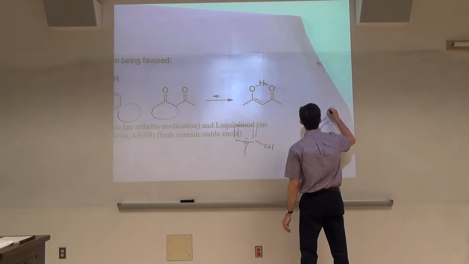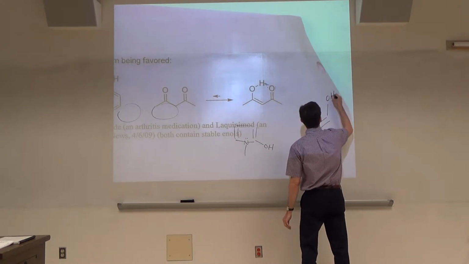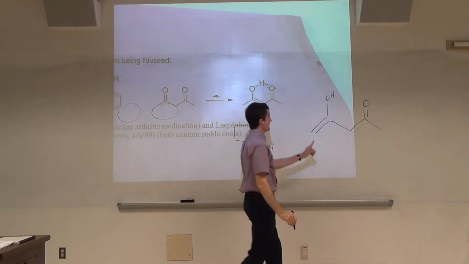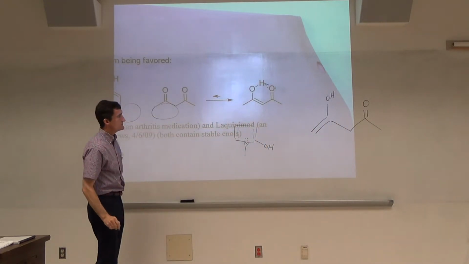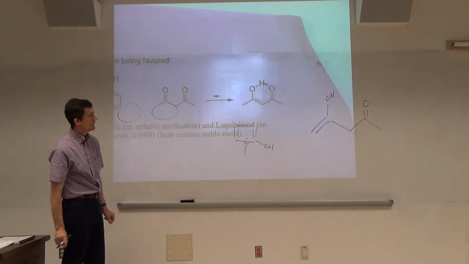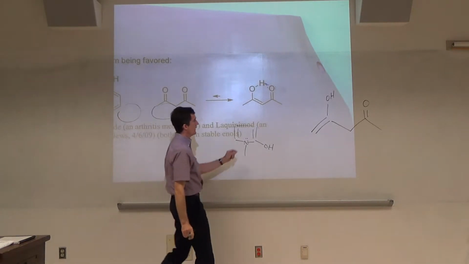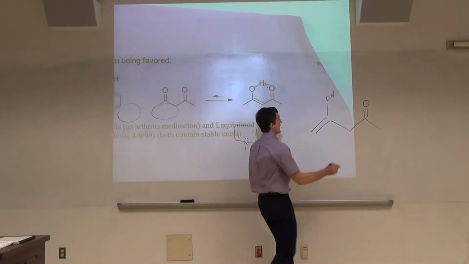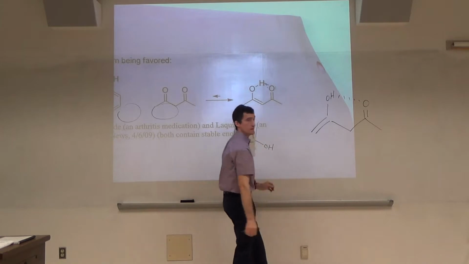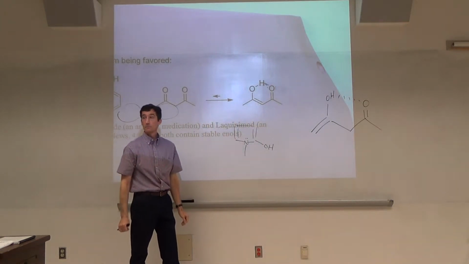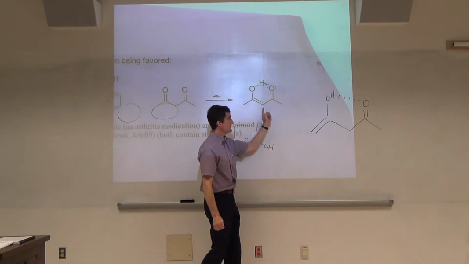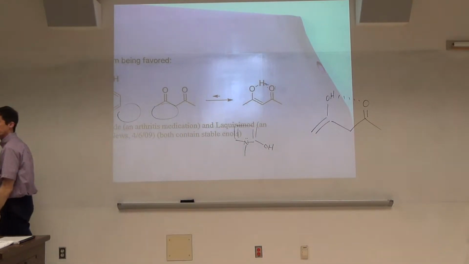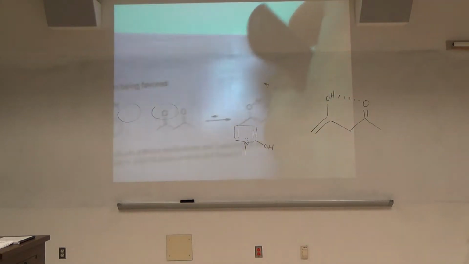We could show this enol. That is an enol of this also. Why is this better than that one? I mean, you can hydrogen bond, but it's not conjugated. That's the preferred enol. Conjugated, hydrogen bond, and conjugated.